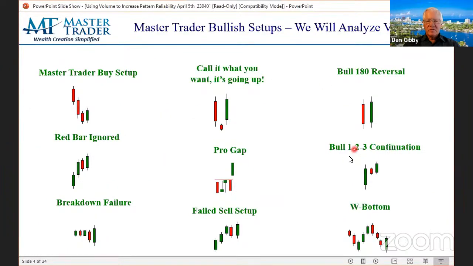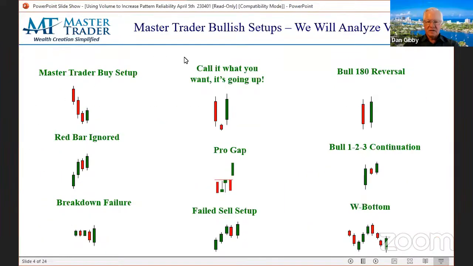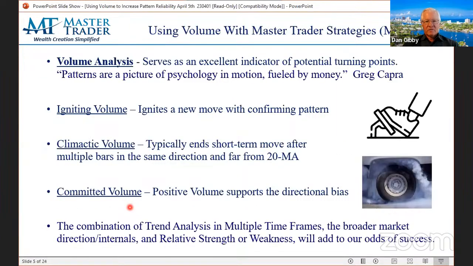So this is the starting point of this. Price is king, candlestick analysis. And then we apply those other concepts. Volume. Let's say a couple more words on this. We just said that. We talked about it. So igniting volume ignites a new move with a confirming pattern.